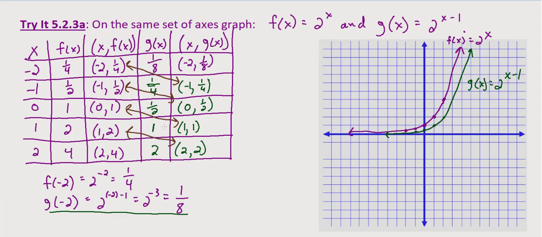And that shows that when we have f of x equals a to the x, and g of x equals a to the x minus b, that means that we're shifting or translating b units to the right. Now, if it were x plus b, we'd be translating b units to the left.